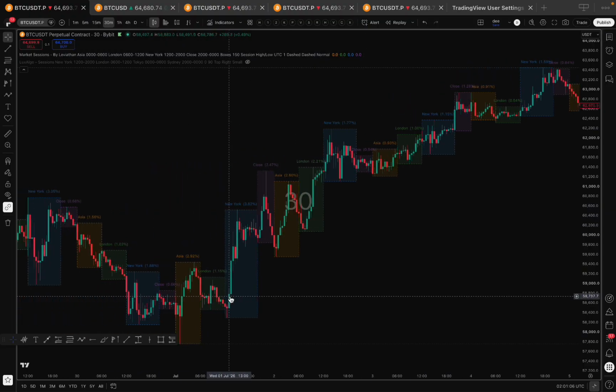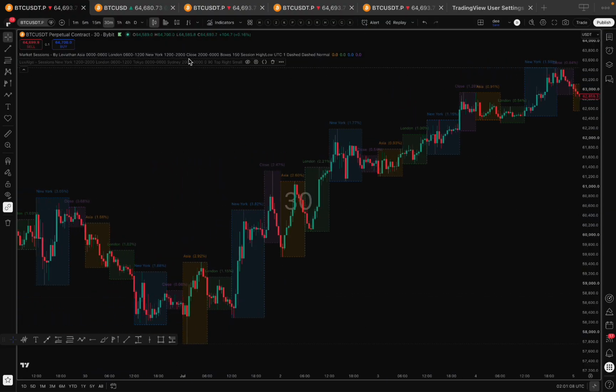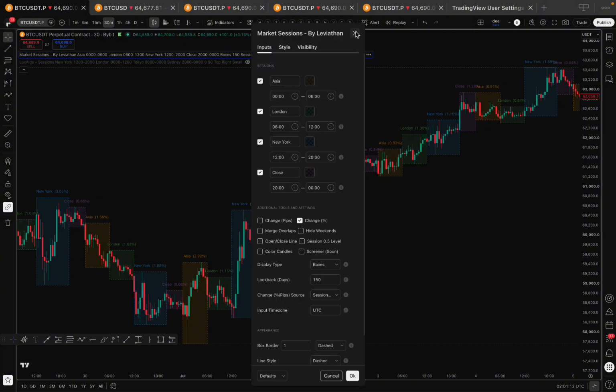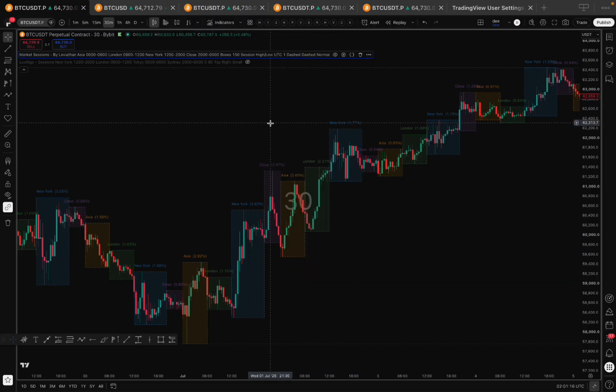You could see this. Now not all of them are the same. The indicator I'm using is Market Sessions by Leviathan, and these are my session settings. I think my sessions are custom sessions. I kind of got it from, that's a long process. I've talked about that on another video.